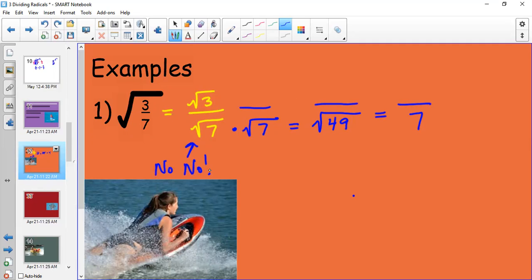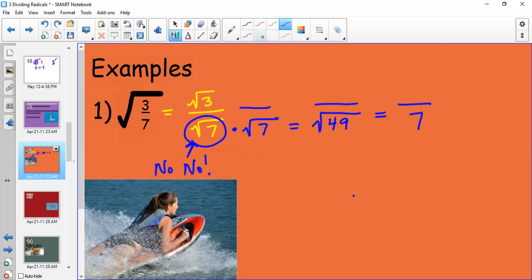We're getting the denominator, right now it's irrational. It's the square root of 7, and we're making it rational. We're getting rid of that square root. So that's why it's called rationalizing the denominator, changing it from an irrational number to now a rational number.